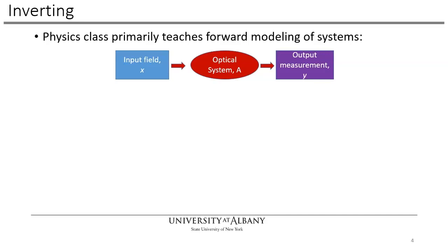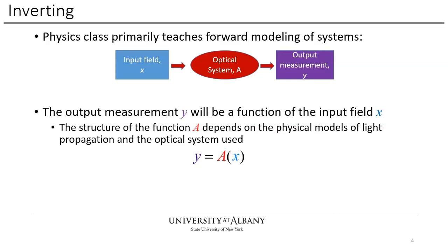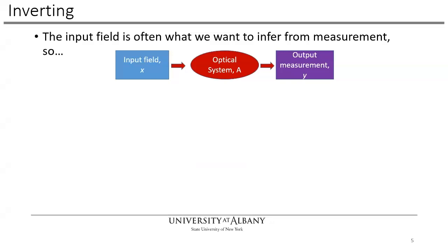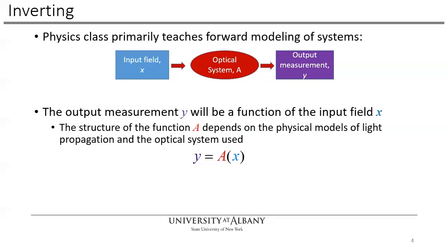So in the general framework of optical computational imaging, you would write your output, the Y, as a function of X, where the function is determined by knowledge of the physics of the optical system. So that'd be Maxwell's equations plus material properties plus the system engineering you put into it. But what we do in computational imaging is we go in reverse from that. This would be typically in a physics class, you'd be given your input, you'd be told the equations that govern everything. You do a calculation, you'd write down what the output is.